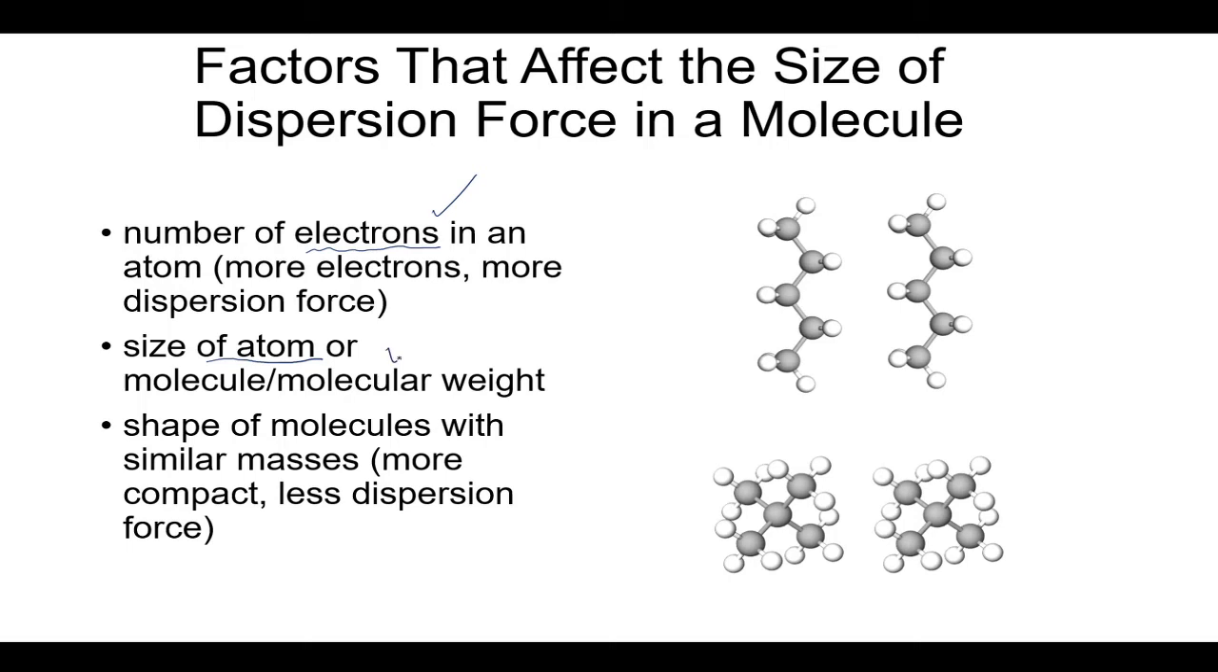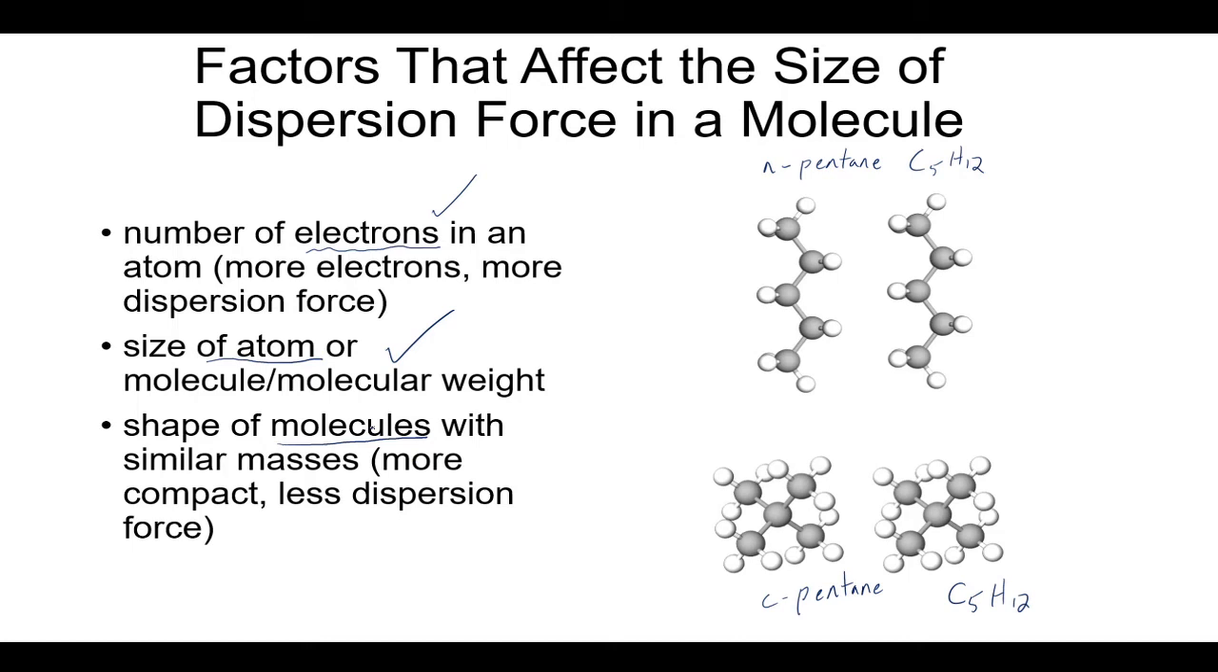Now, the third thing that is not so obvious about factors that affect dispersion forces is the shape of the molecule. So, two different molecules with the same mass, as shown here. This is pentane, right? This is a linear pentane, n-pentane, on the top, and this is, I don't know, cyclopentane. They're the same exact molecular formula, C5H12. The same weight. They'll have the same number of electrons. They'll be the same sized molecule, right? But the shape matters here.